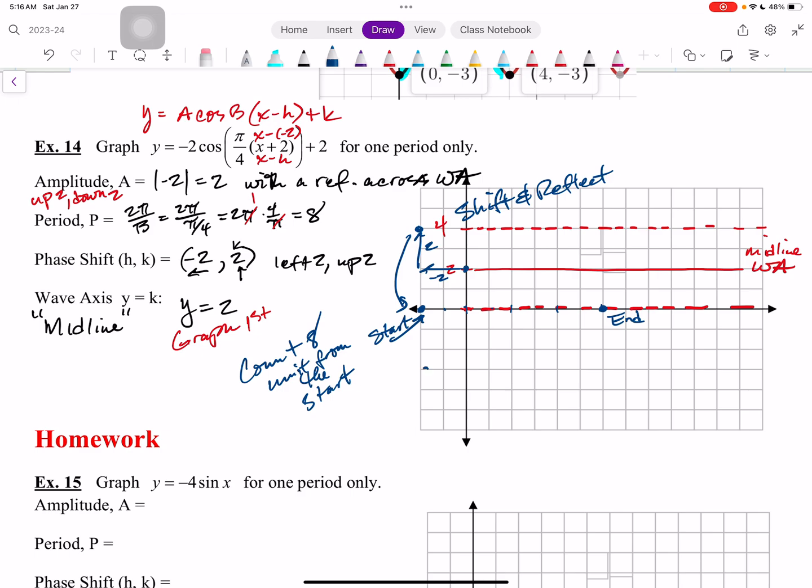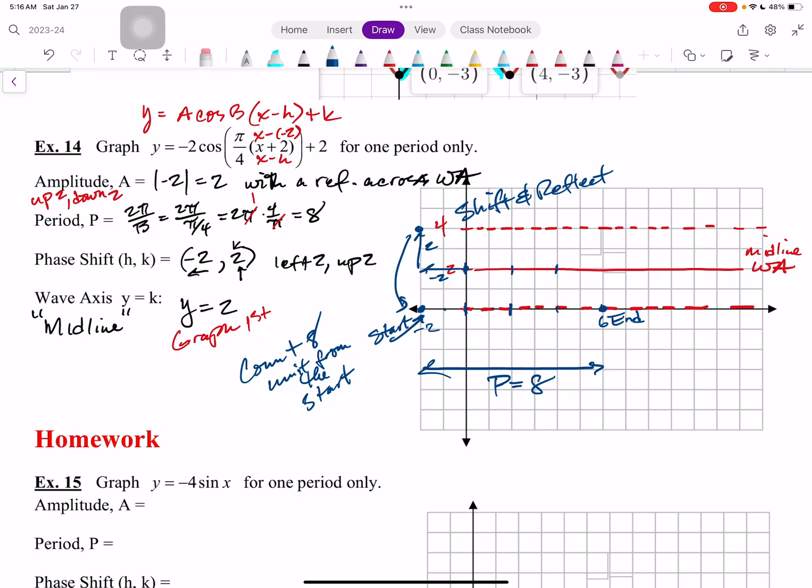Okay, so here's the period from here all the way to here. Period is 8. We're at -2, and then we go to 6. Just count 8 units: 1, 2, 3, 4, 5, 6, 7, 8. So it starts at -2, ends at 6, period length 8. We're good to go. We're going to divide that into 4 equal parts, so mark off 4 equal parts.